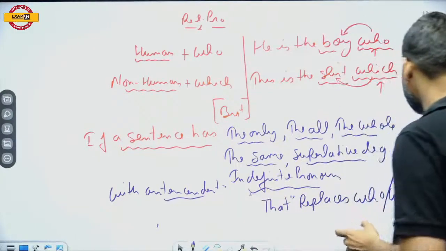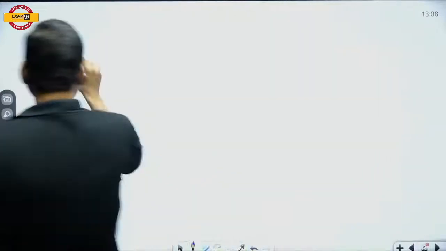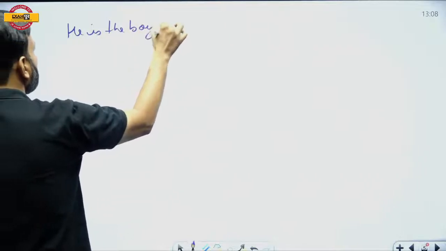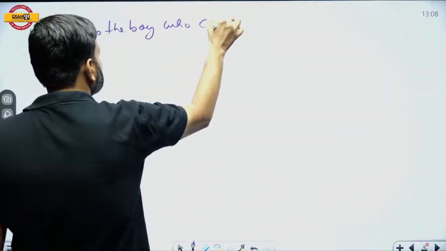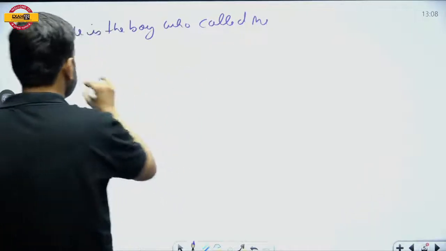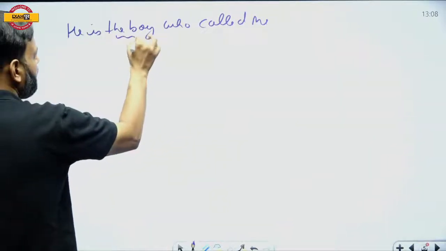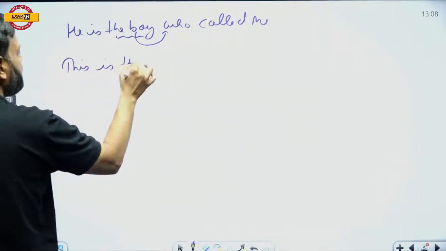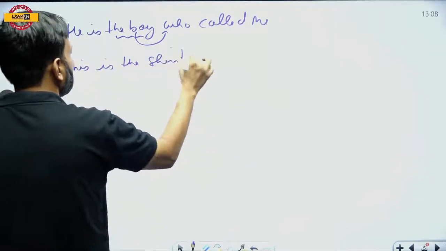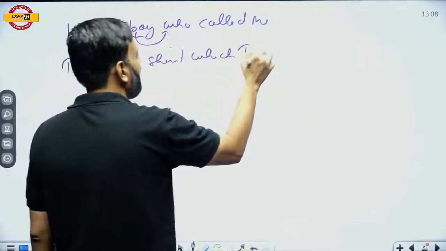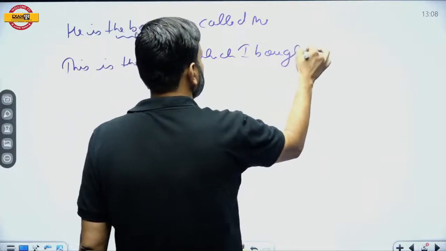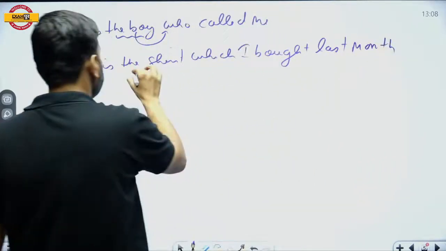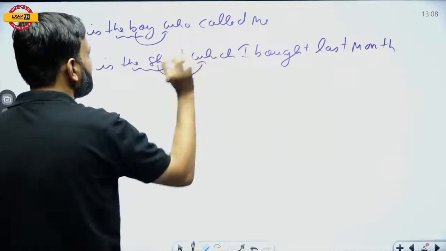Let me give you one example. He is the boy who called me. So here for the boy we have used who. This is the shirt which I bought last month. So here we have shirt, that's why we have used the word which.